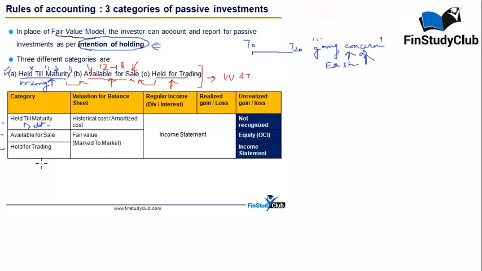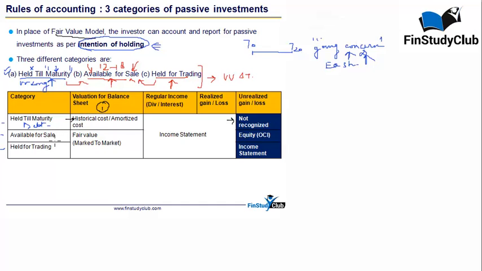So let's look at the different rules of all the three. The first point here is the value at which the balance sheet will be prepared. For held till maturity, it's only the historical cost without worrying about the daily fluctuation. We are going to completely ignore any kind of unrealized loss. As you see, the slide talks about how you're not going to recognize it, you're going to completely ignore any unrealized gain or loss.